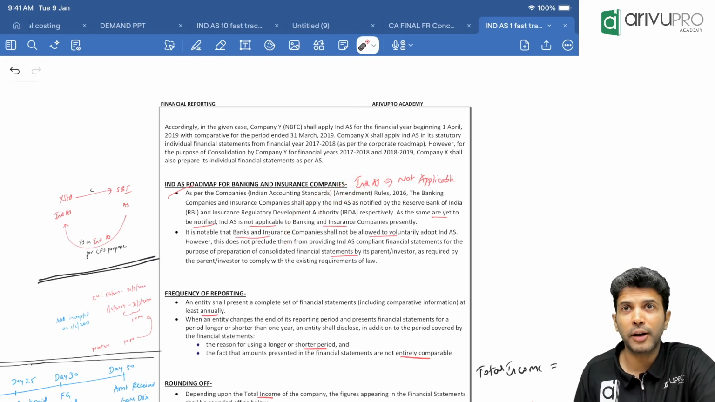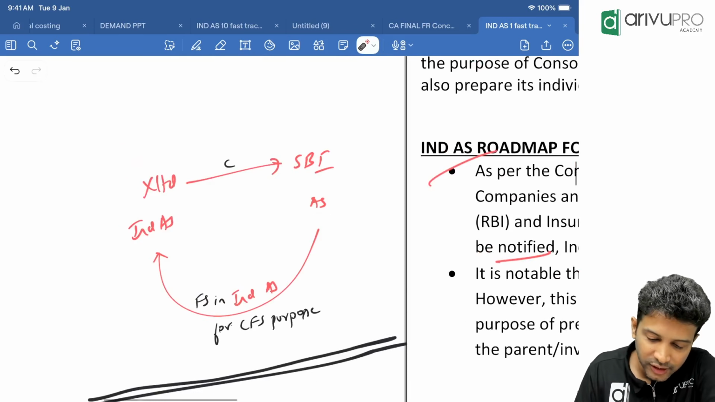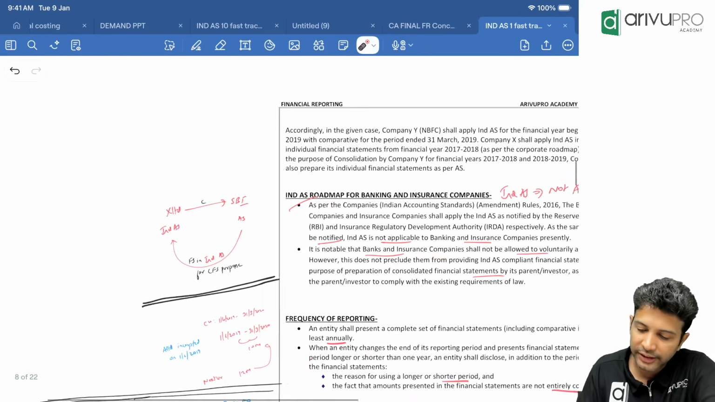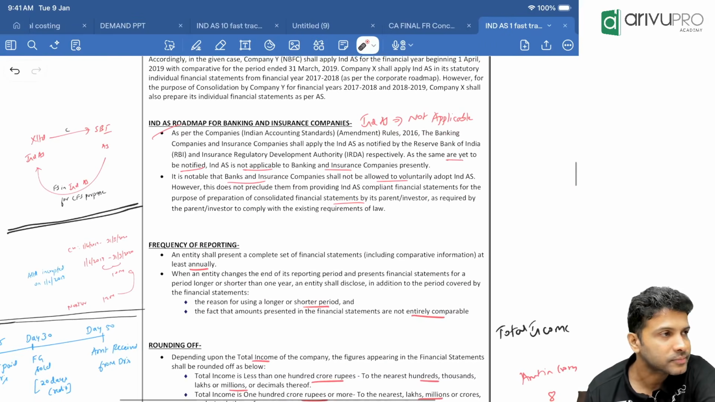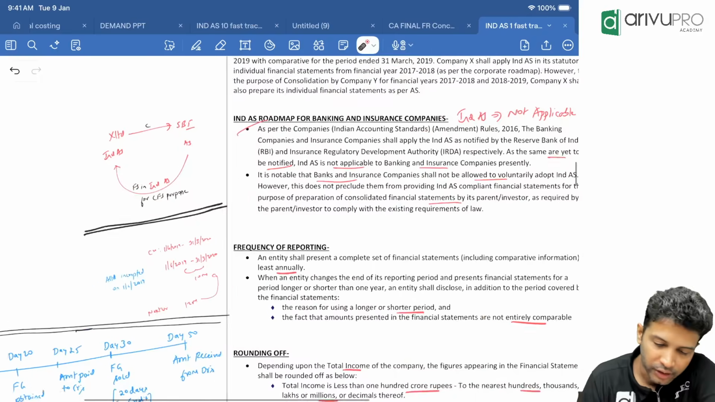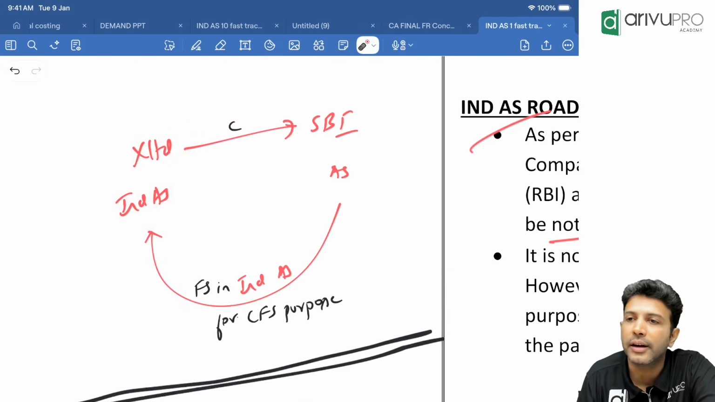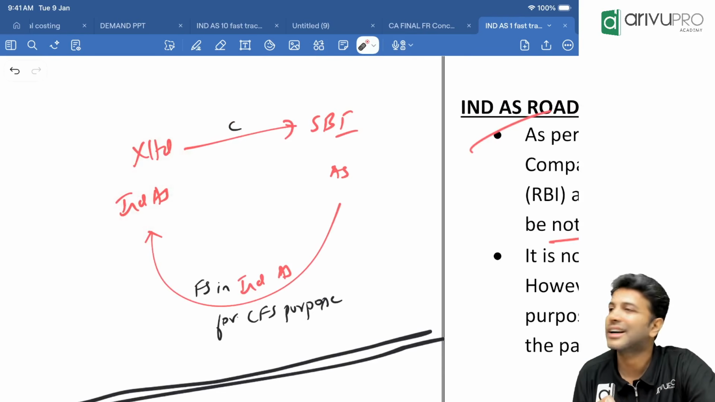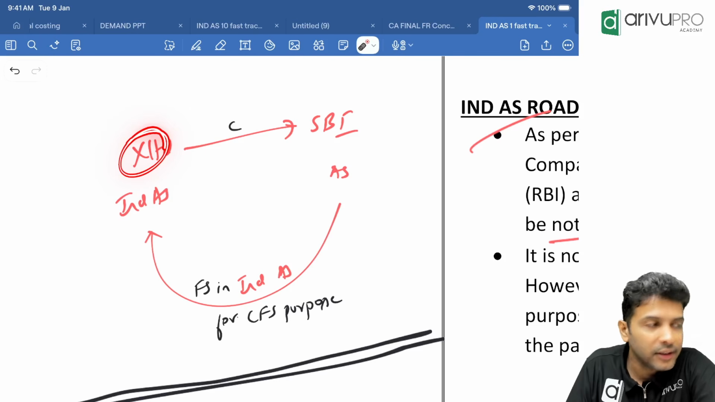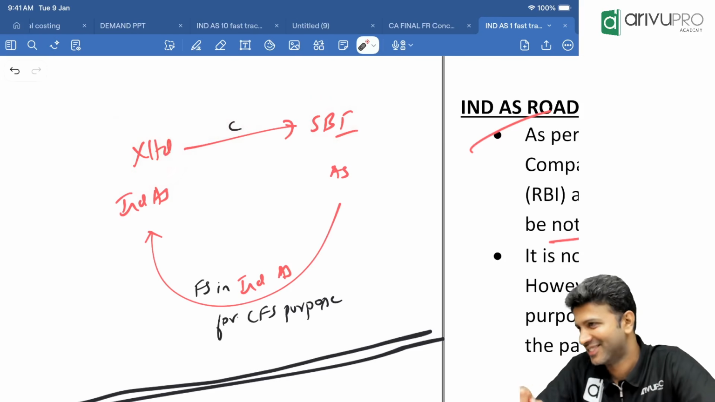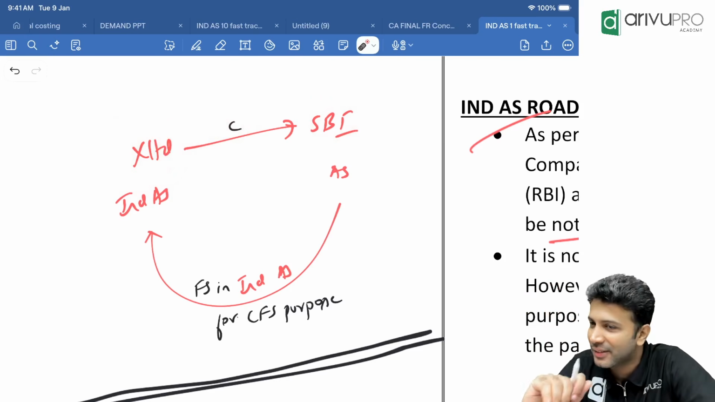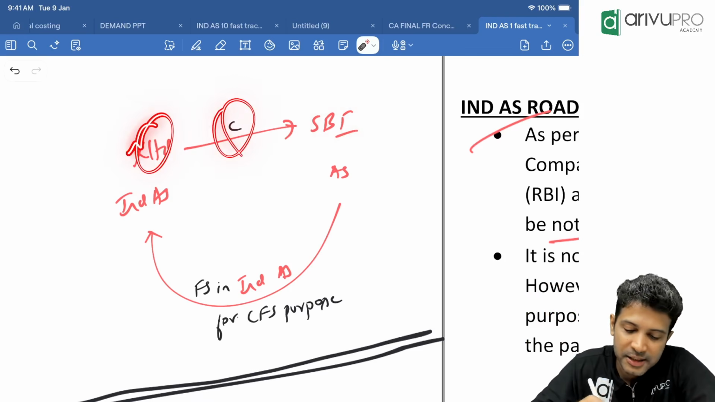Sir, what if a bank has a parent company or subsidiary company? Okay, look at the structure. X Limited, a normal company, is following Ind AS because its net worth limit is satisfied. But X Limited is controlling, let's say, State Bank of India. Not the reason, but just take the example. X Limited has a subsidiary called a bank.